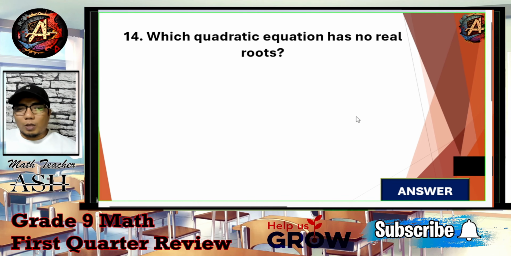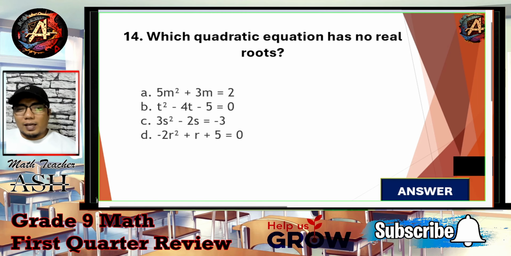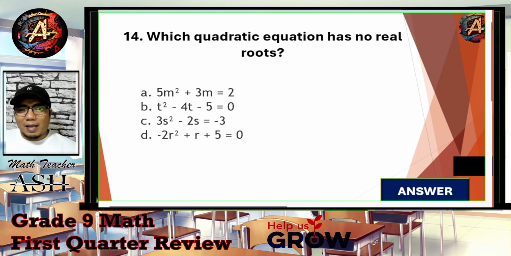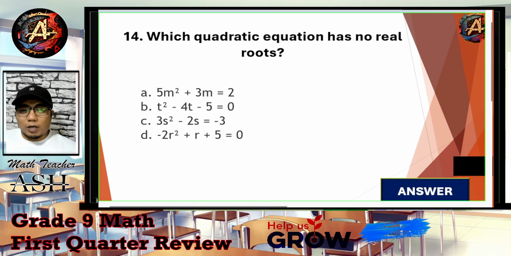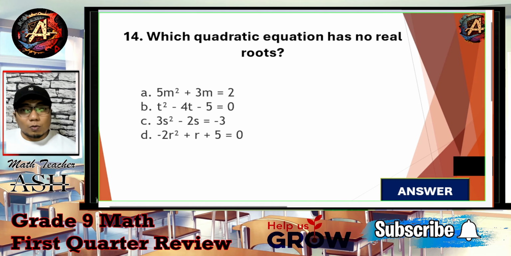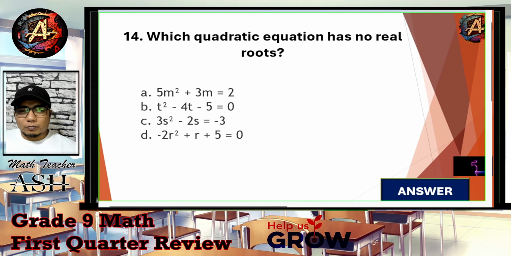Which quadratic equation has no real roots? Is it A, 5m squared plus 3m is equal to 2? B, t squared minus 4t minus 5 is equal to 0? C, 3s squared minus 2s is equal to negative 3? Or D, negative 2r squared plus r plus 5 is equal to 0? I'll give you 5 seconds to think about your answer.